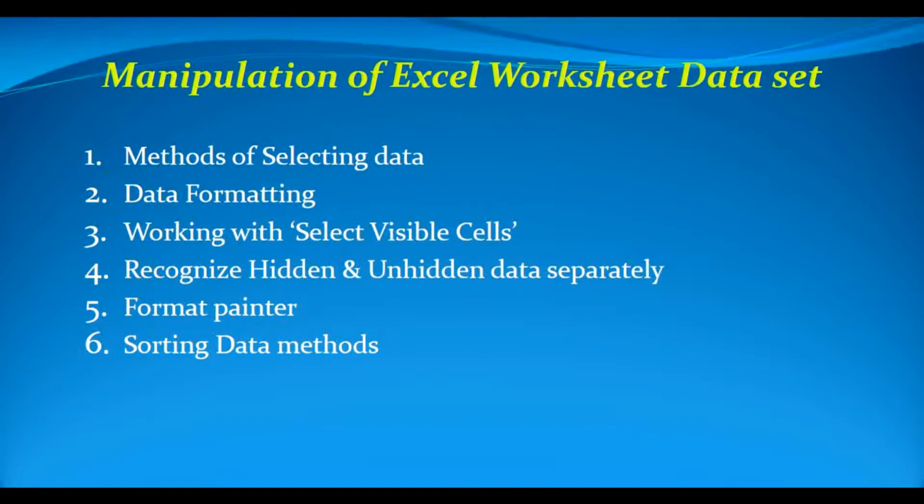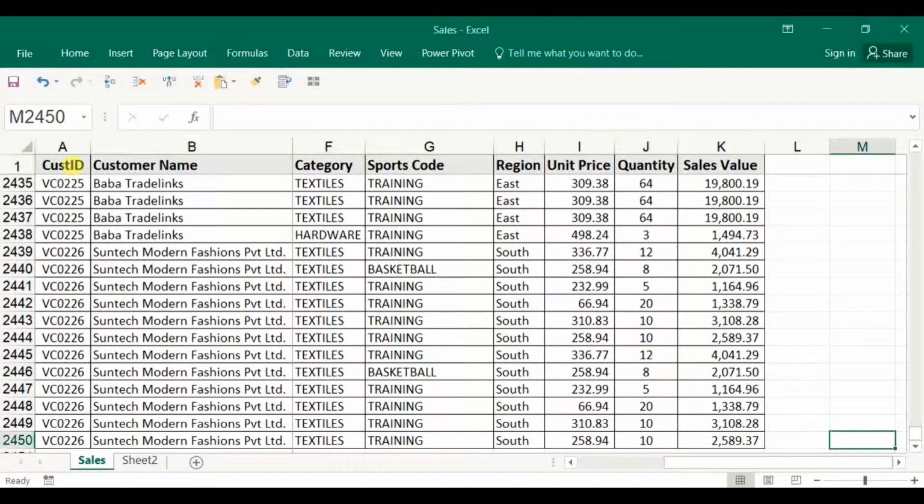Here are some tips: methods of selecting data, data formatting, working with select visible cells, recognizing hidden and unhidden data separately, format painter, and sorting data methods. Let us refer to them one by one. First tip is methods of selecting data.